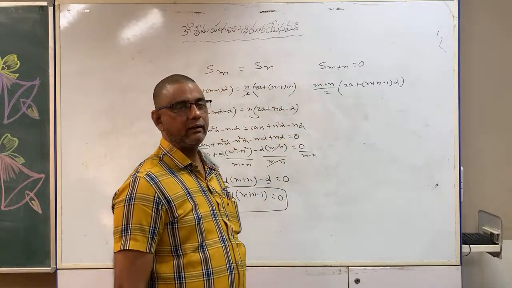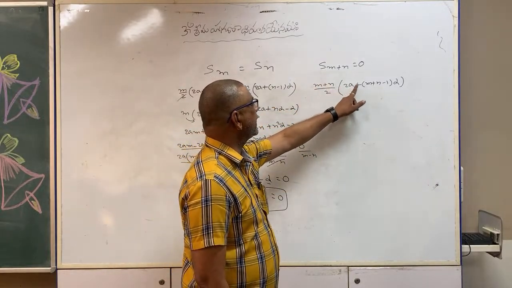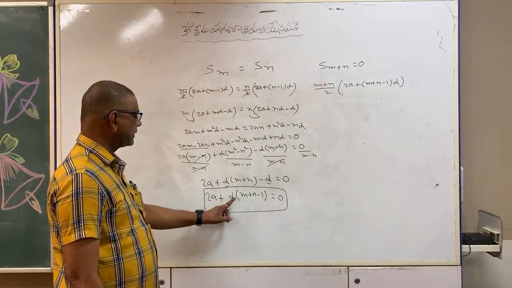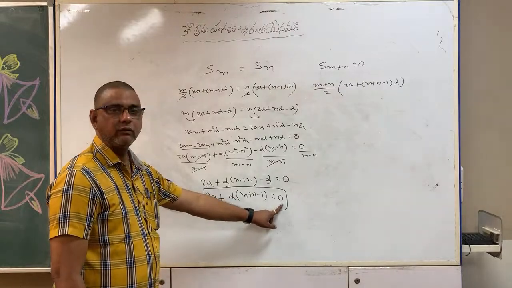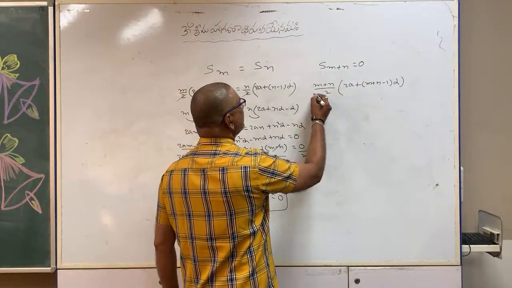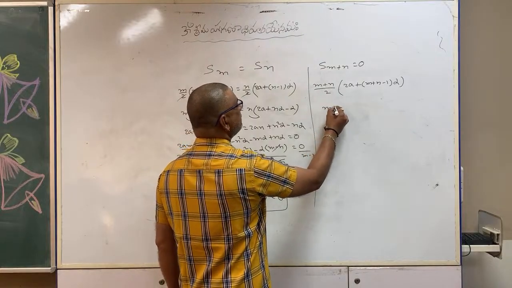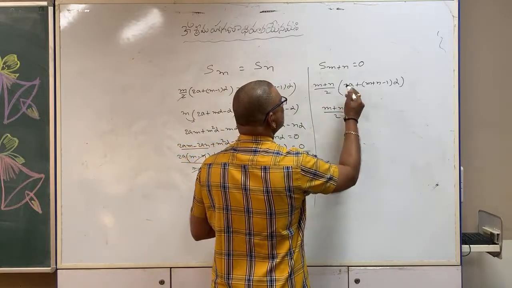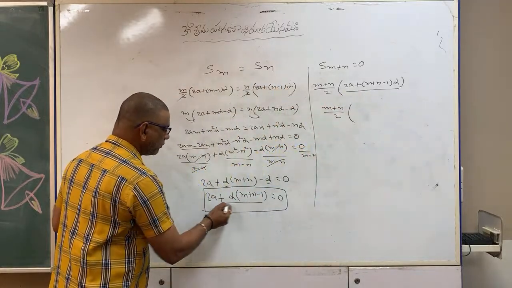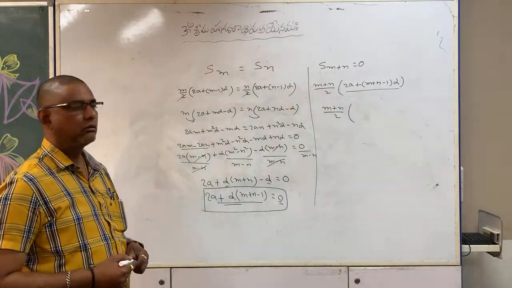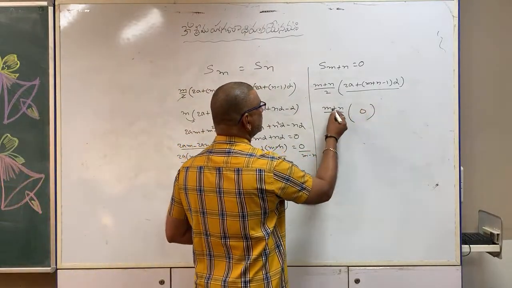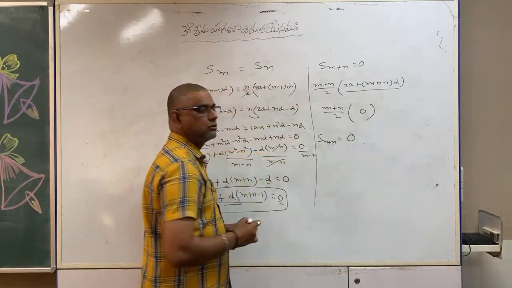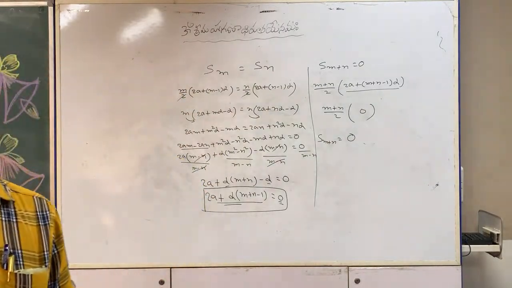What is S of m plus n? It is (m plus n) by 2 into (2a plus (m plus n minus 1) into d). Now 2a plus (m plus n minus 1) d we got as 0, so I am substituting over here. (m plus n) by 2 into 0 is 0. So S of m plus n is 0.